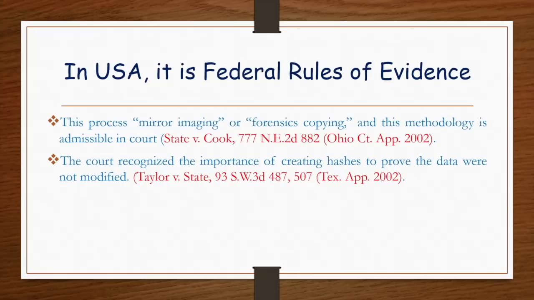In the USA, if we analyze the laws, there is the Federal Rules of Evidence, which is a counterpart of the Indian Evidence Act. In State versus Cook, the court observed that the process of mirror imaging or forensic copying and its methodology is admissible in court. In Taylor versus State, the court recognized the importance of creating hashes to prove the data were not modified. So very important, intricate, sophisticated cyber forensic evidence is acceptable to the court of law in these two judgments.